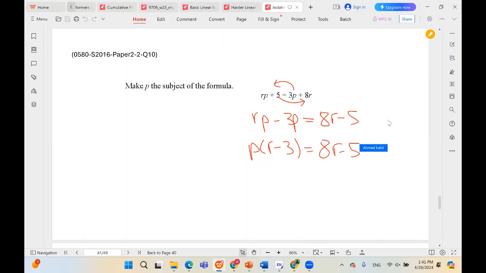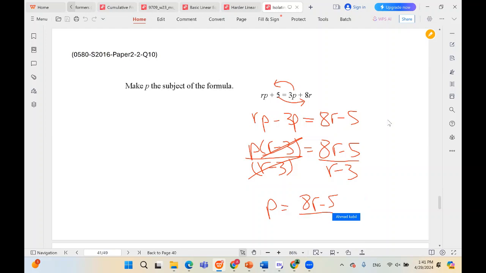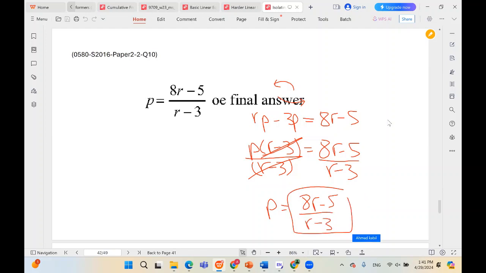You will have to divide here by r minus 3 on both sides. So these would cancel out, excuse me. So p equals 8r minus 5 over r minus 3. This is the final answer.